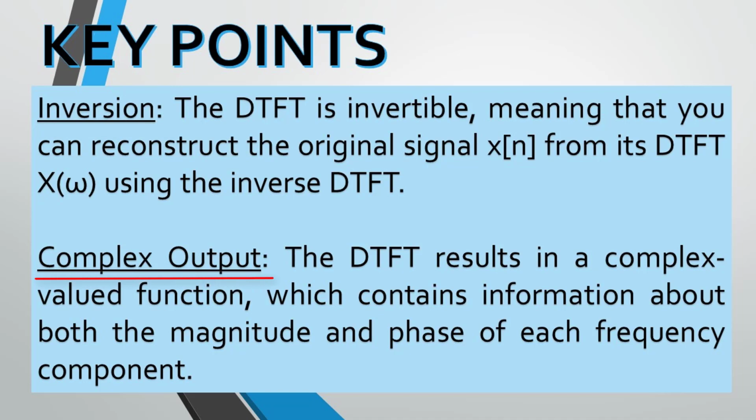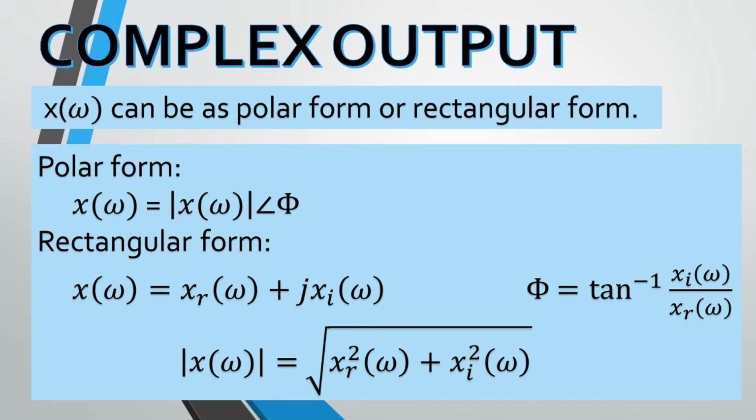Complex output. The DTFT results in a complex valued function which contains information about both the magnitude and phase of each frequency component. This can be useful for analyzing and manipulating signals. We do DTFT to find the magnitude and phase of a signal. The signal X of omega can be in polar form or rectangular form. If the signal is in polar form, this is the formula: X of omega is equal to the absolute value of X of omega times e raised to j angle phi. From here, we can get the magnitude and the phase.